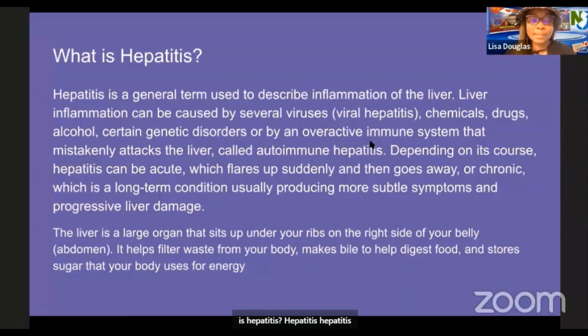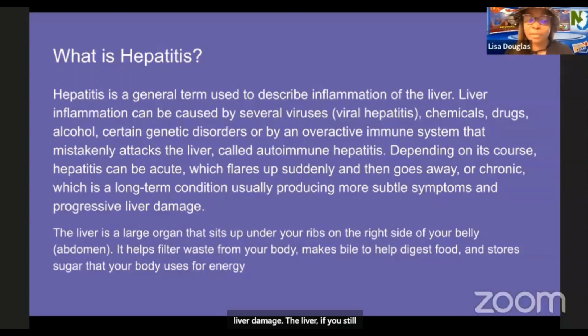So what is hepatitis? Hepatitis is a general term used to describe inflammation of the liver. Liver inflammation can be caused by several viruses called viral hepatitis, chemicals, drugs, alcohol, certain genetic disorders, or by an overactive immune system that mistakenly attacks the liver, called autoimmune hepatitis. Depending on its course, hepatitis can be acute, which flares up suddenly and then goes away, or chronic, which is a long-term condition, usually producing more subtle symptoms and progressive liver damage.